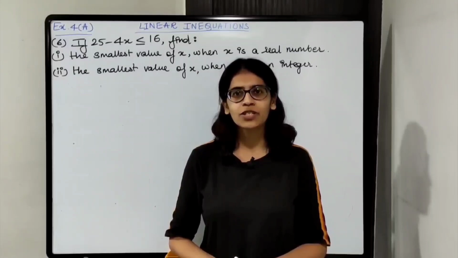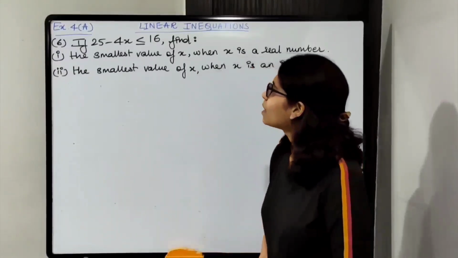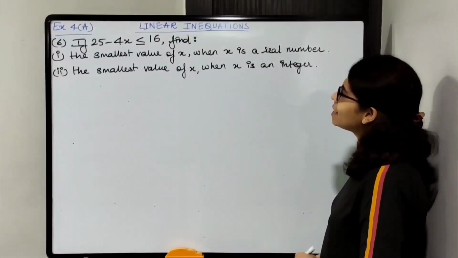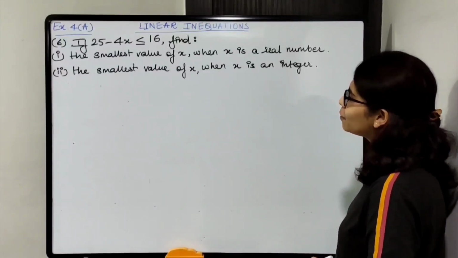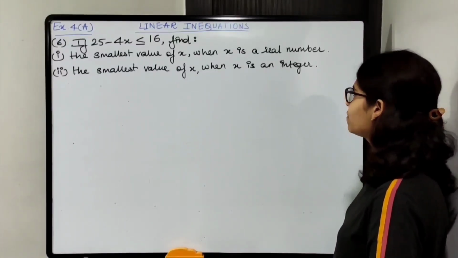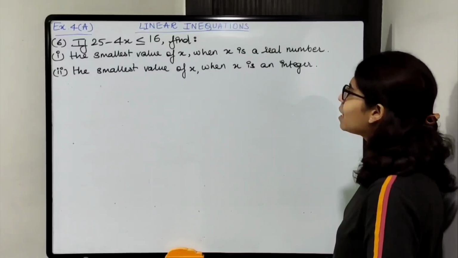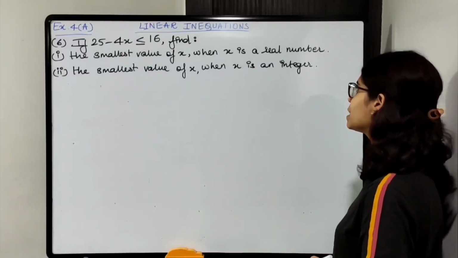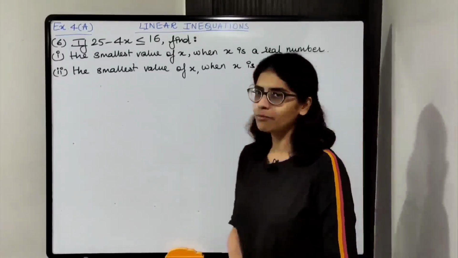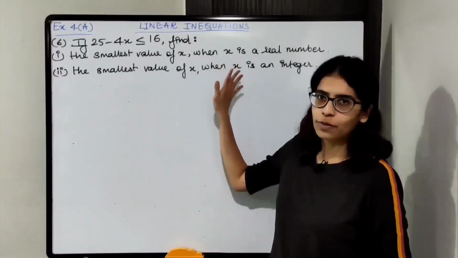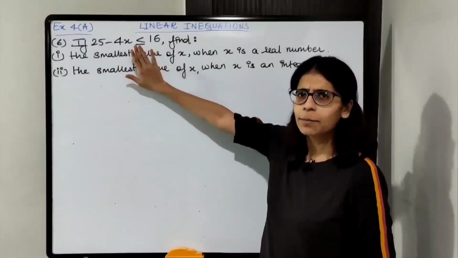Let's read the next question. Question number 6. If 25 minus 4x is less than or equal to 16, find, first part, the smallest value of x when x is a real number. Second part, the smallest value of x when x is an integer. There are two parts of the question. We'll come to this part later. ये बाद में देखते हैं.